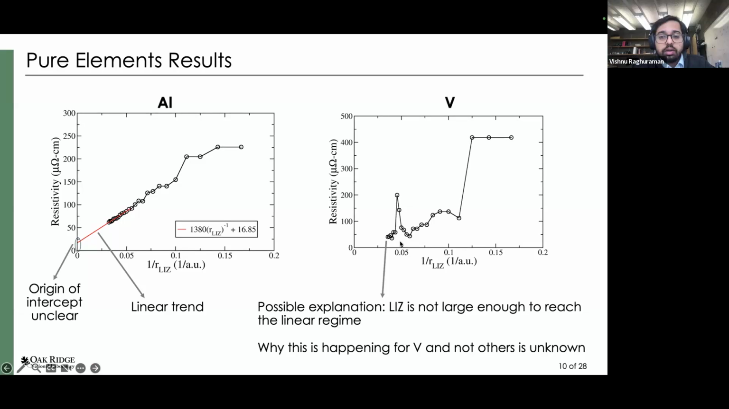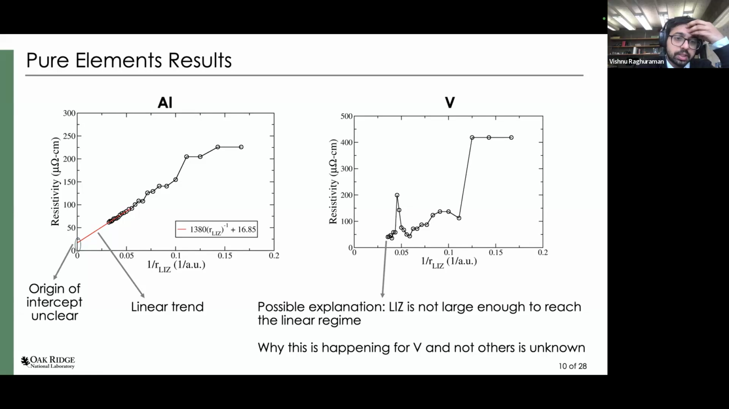Corresponds to a radius of about 20. Is it 20? Yeah, is it 20 atomic units? Yeah. So this is quite several hundred atoms. That's too weird. Yeah, okay, right.